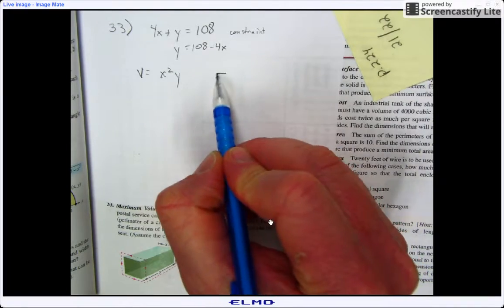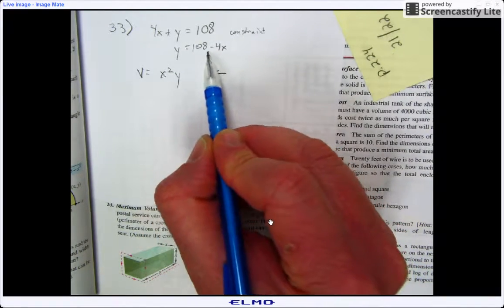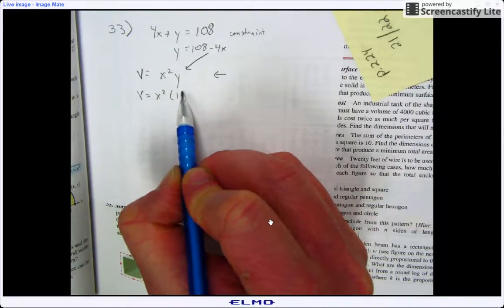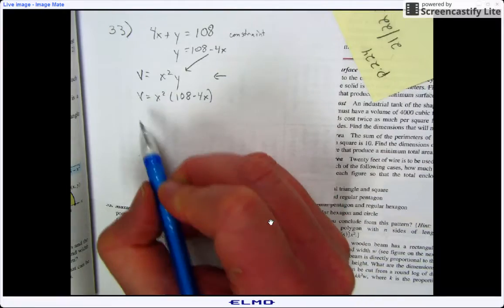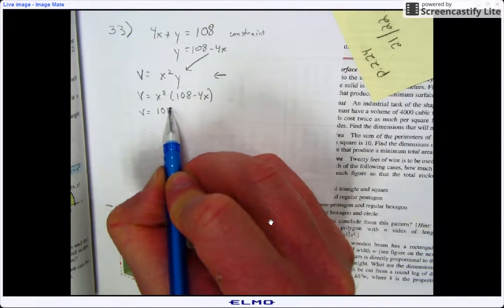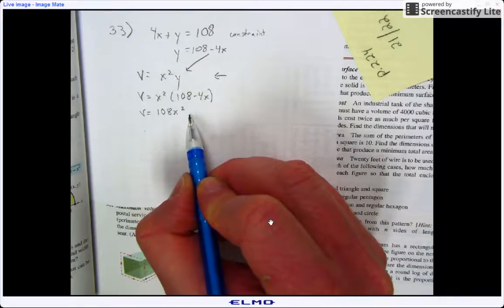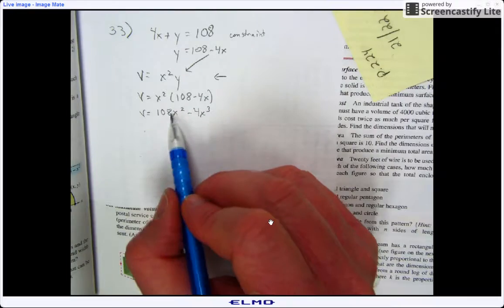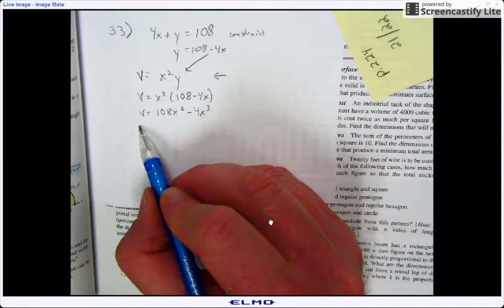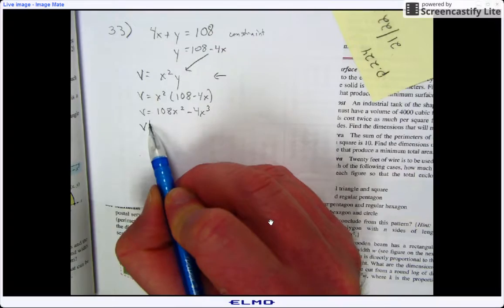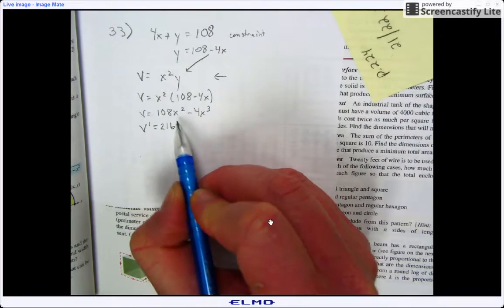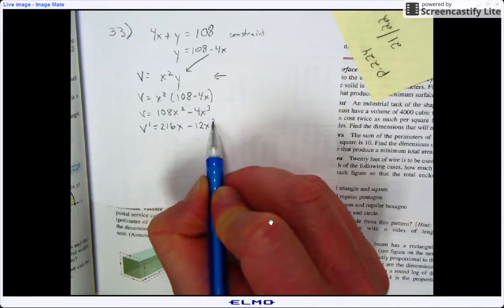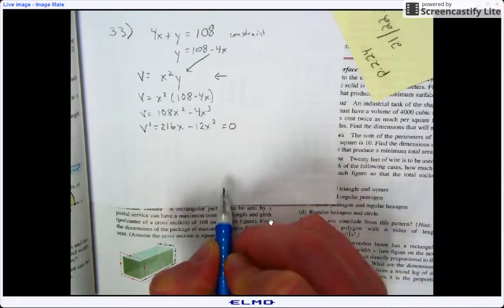So this is what we are finding the derivative of. So you can substitute now. Volume equals x squared times 108 minus 4x. So that's 108x squared minus 4x to the third, which is our volume equation. So you can start plugging in and guessing like we did initially, but we're not doing that now. We have derivatives. 216x minus 12x squared. Set it equal to 0.